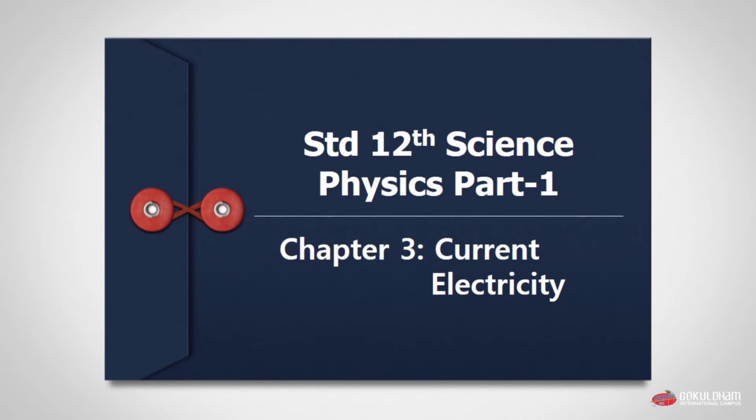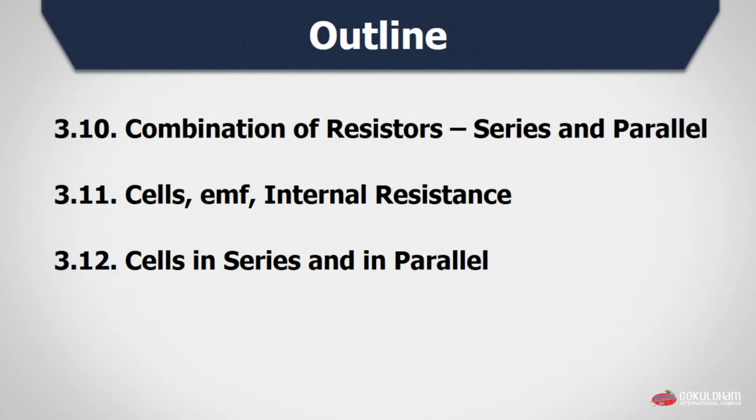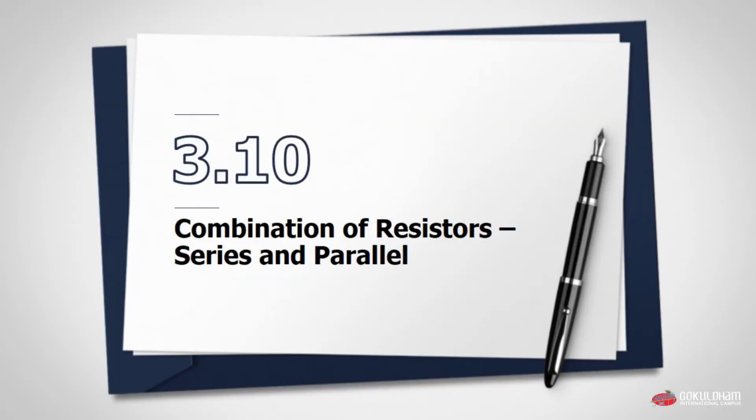Today, for standard 12th science in physics subject, we are going to continue our chapter 3, current electricity. The topics that we are going to cover are 3.10, combination of resistors, series and parallel, 3.11, cells, EMF and internal resistance, and 3.12, cells in series and in parallel. So let's start with our first topic, which is topic 3.10, combination of resistors, series and parallel.